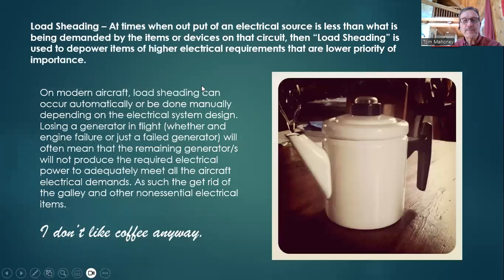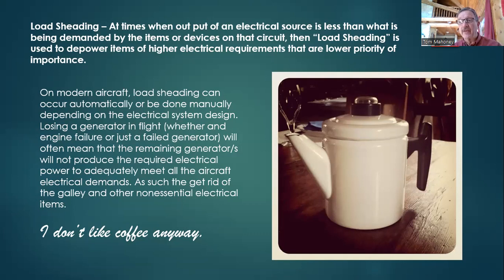Okay, so in short, load shedding is when we do not have enough power being provided to actually operate the items on a circuit. So we don't want to overload a circuit. So what we do is we disconnect those items that are unessential to the continuation of safe flight.